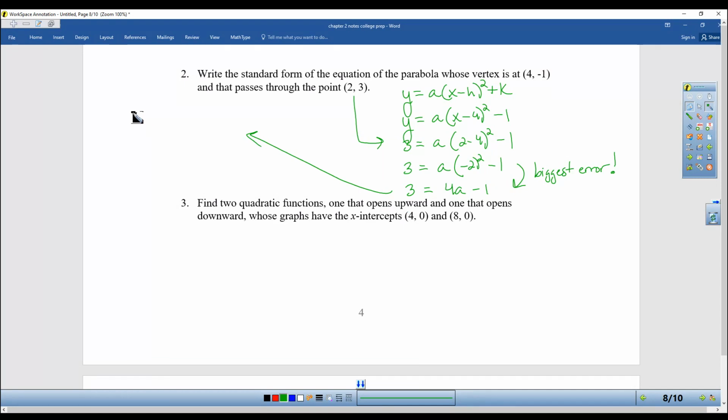That gives me 3. I'm just going to rewrite it. So 4 is equal to 4a, and a is equal to 1. It is also unfortunate that if you make that mistake, you'll still get the same answer on this particular problem. And the final answer then is y is equal to 1 times x minus 4 squared minus 1. So on this problem, if you forgot A completely, like you didn't do any of this math and you just left it blank, it would have been 1 by default. But I'm not giving you credit for that. I want to see that you knew how to get it.